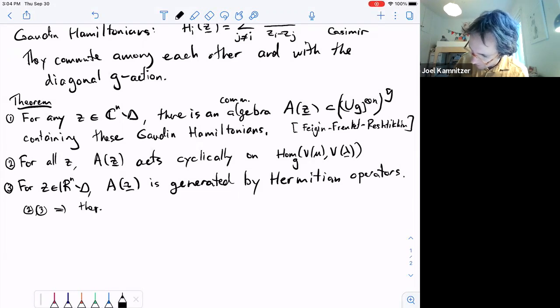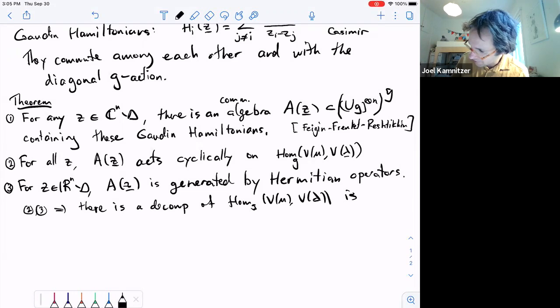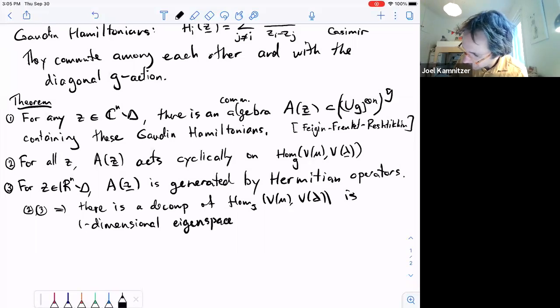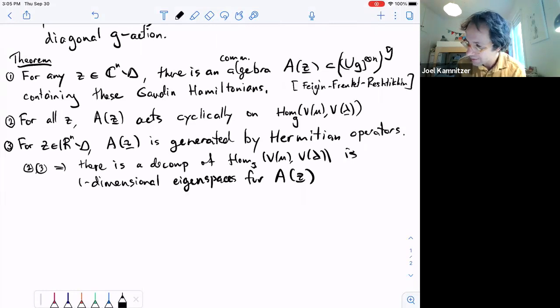There's a decomposition of this Hom space into one-dimensional submodules for the action of A of Z, or one-dimensional eigenspaces of the action of A of Z. It's the same thing. I would say eigenspaces, again, when we have real parameters.